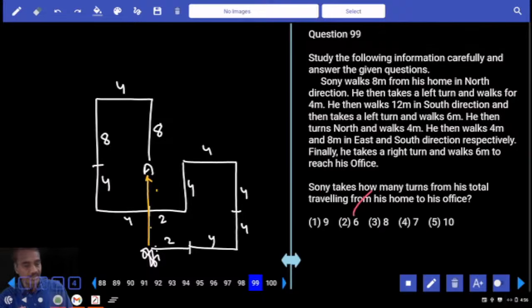Then 99. And how many turns does Sony take in his total travel from his home to the office? Now first turn, second, next third, 4, 5, 6, 7.